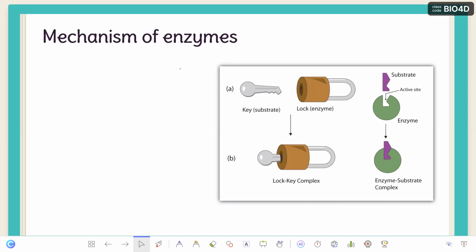what the mechanism of enzyme is. How does it work? Of course we cannot see the enzyme, right? It's so small inside your body. Now, how does the scientist know? They have a hypothesis.